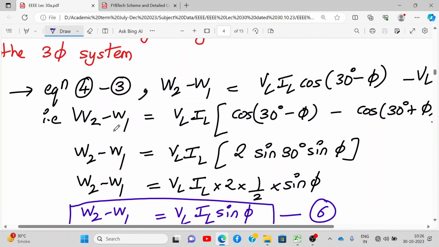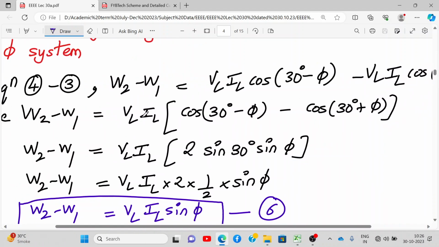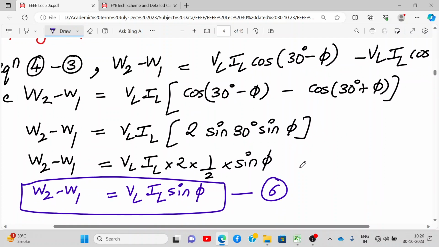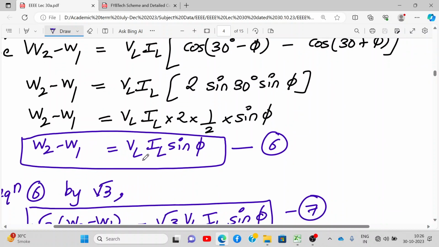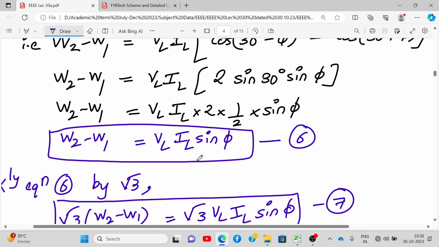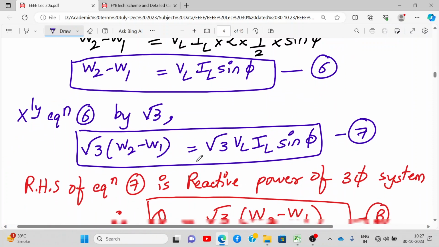Alright. Next we subtract the two readings because we need to calculate phi now. So W1 minus W2. Similarly, it will be root 3 VLIL, cos of 30 minus phi minus cos of 30 plus phi. So that will be sine A sine B. So it will be W2 minus W1 is VLIL twice sine 30 sine phi, and sine 30 is half. So W2 minus W1 is VLIL sine phi. Please write it down. W2 minus W1 is VLIL sine phi. Okay.